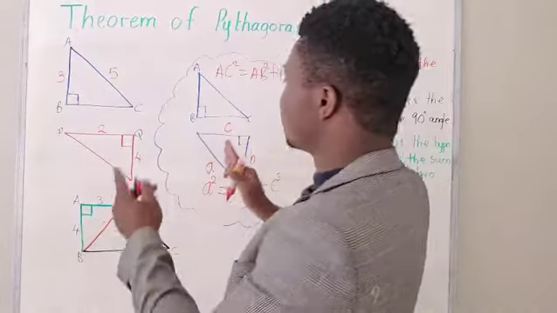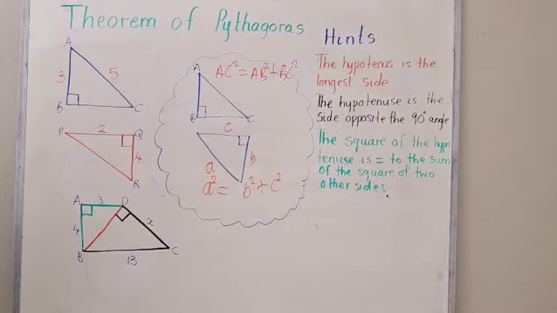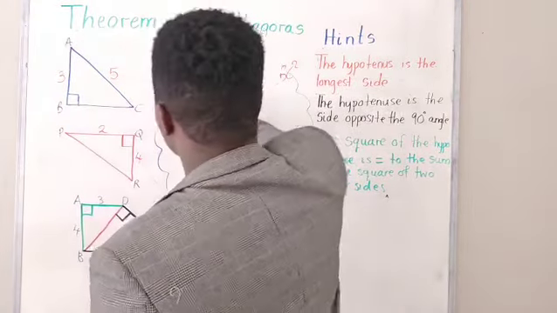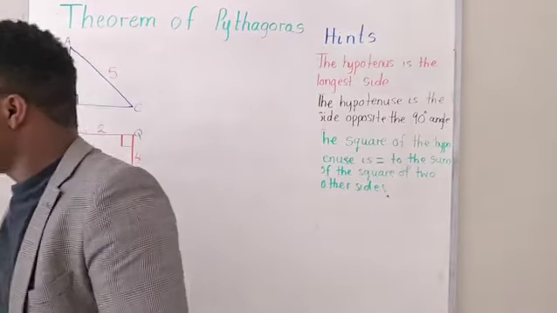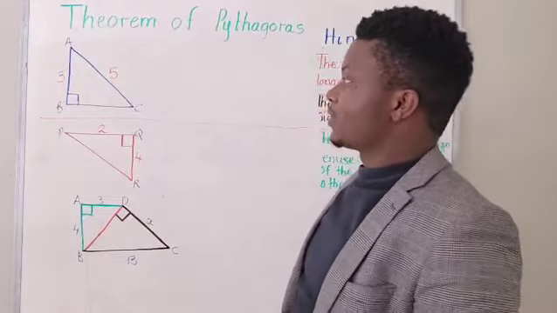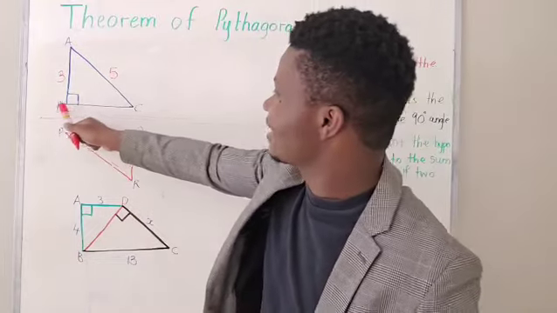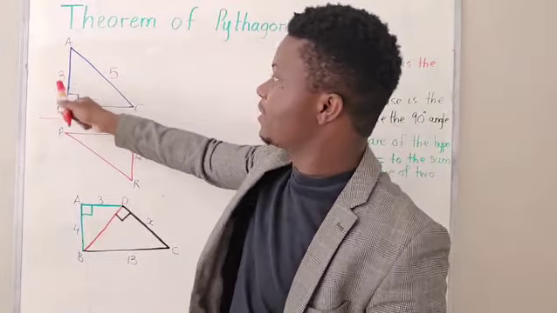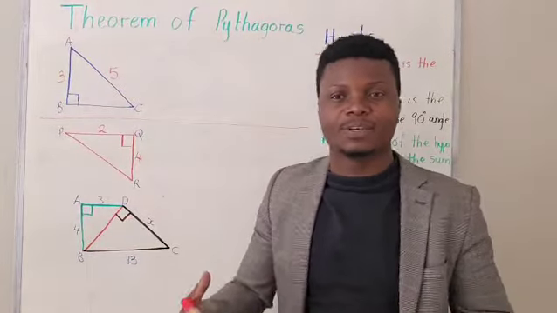So right here on the board, we have some examples that we want to do together and see how we can solve this using the Pythagoras theorem. The first question that we have right here on the board is this one. We want to find the missing side. In this case, our missing side is BC, because AB is 3, AC is 5, but BC we don't know. So we're looking for BC.